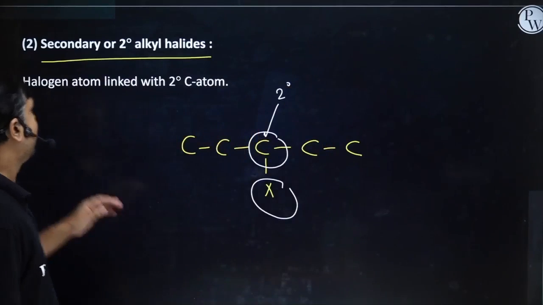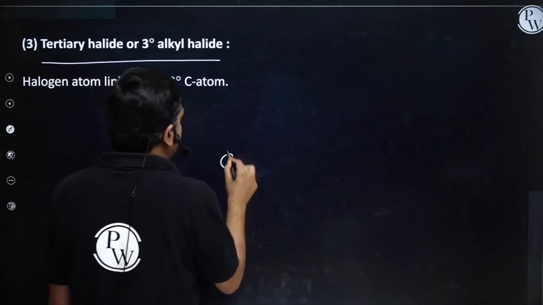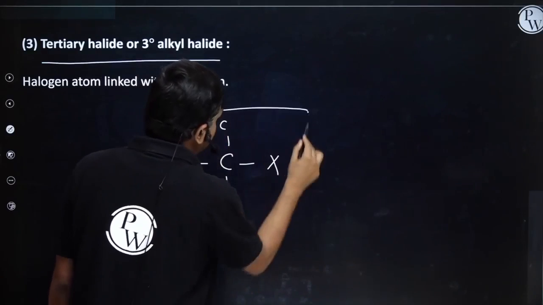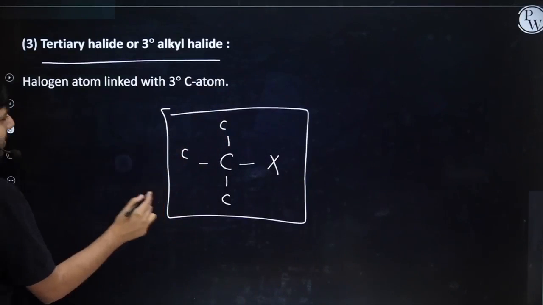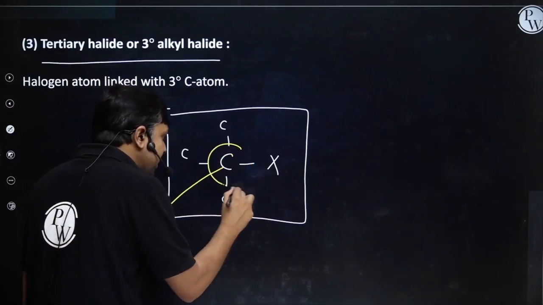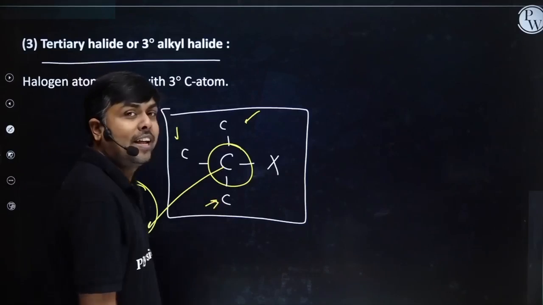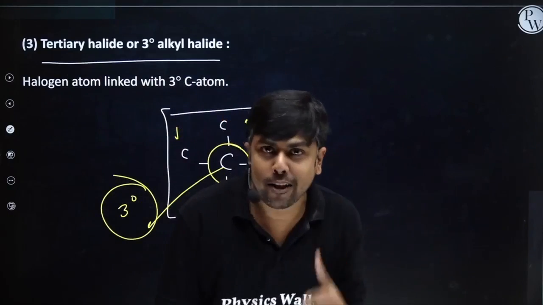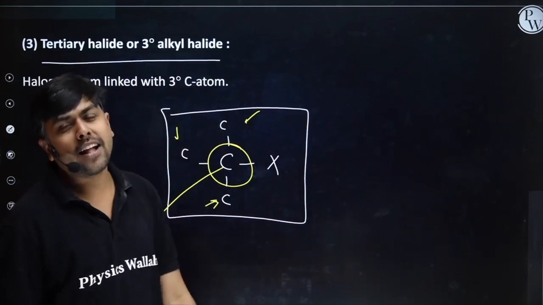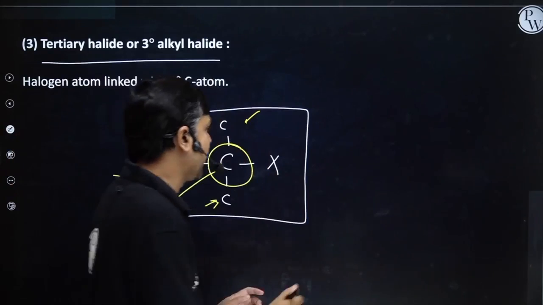Am I clear? The next one, tertiary alkyl halides or 3 degree alkyl halides. Here, the halogen atom is directly connected to a 3 degree carbon like this. Am I clear? This particular carbon, it's a 3 degree carbon. Why is it a 3 degree carbon? Because this carbon is connected to how many carbons? 1, 2, 3 carbons in the chain. So it's a 3 degree carbon. Halogen connected to a 3 degree carbon, the compound obtained is referred to as 3 degree alkyl halide, or we say tertiary alkyl halide. Am I clear, student? Okay.